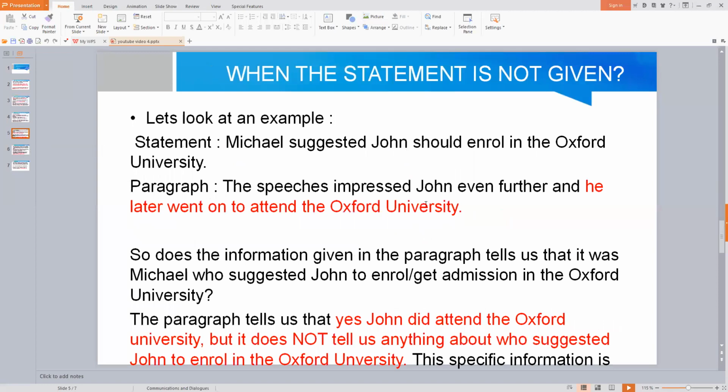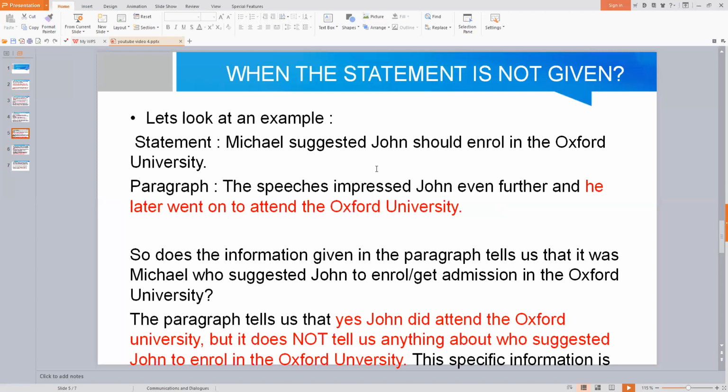Okay, let's move to the third one. When the statement is not given. Okay, let's look at an example because it makes it easy. So in the question, you're given a statement, Michael suggested John should enroll in the Oxford University. So what is the statement telling us? The statement is telling us that Michael was the person who suggested John should enroll in the Oxford University. So Michael suggested John, okay?